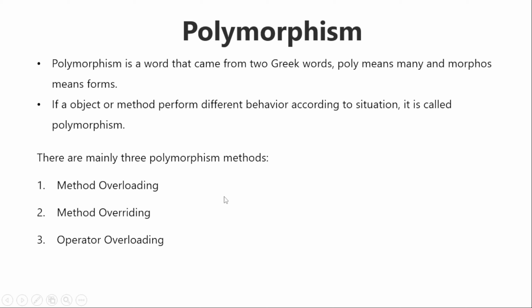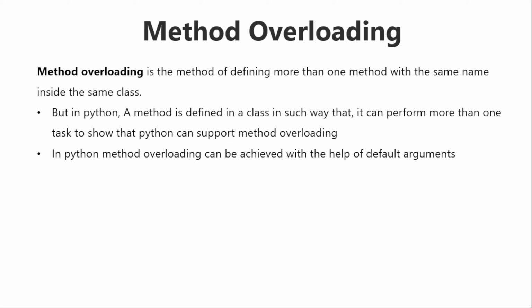There are mainly three polymorphism methods: method overloading, method overriding, and operator overloading. So let us discuss them one by one. Let us take method overloading first. So what is method overloading?